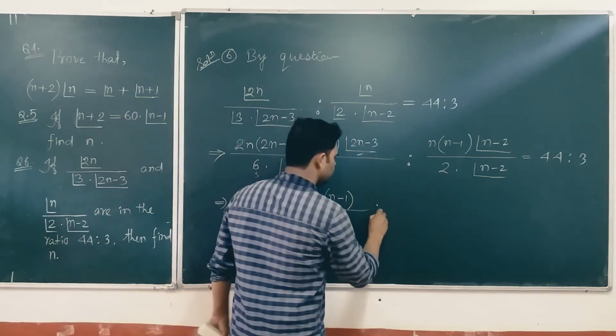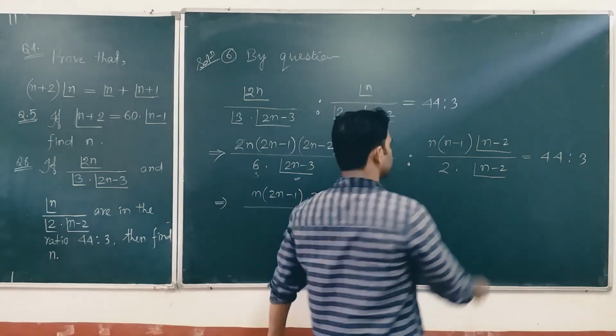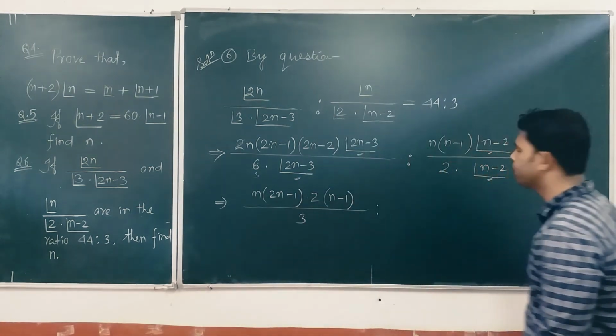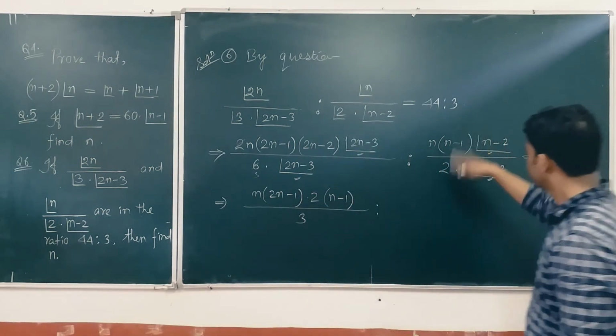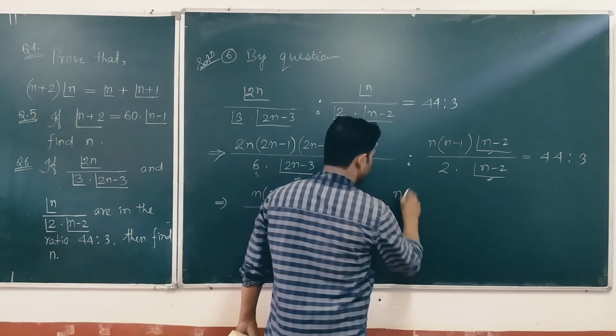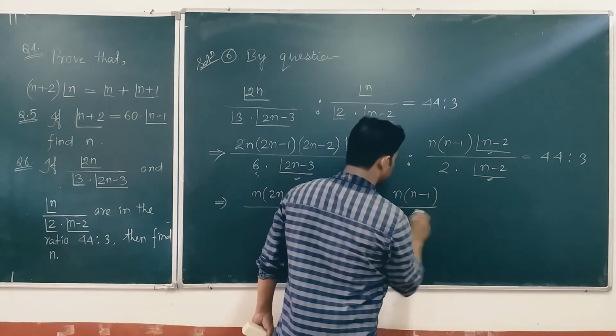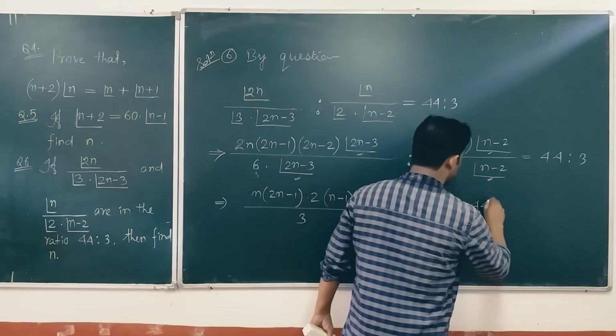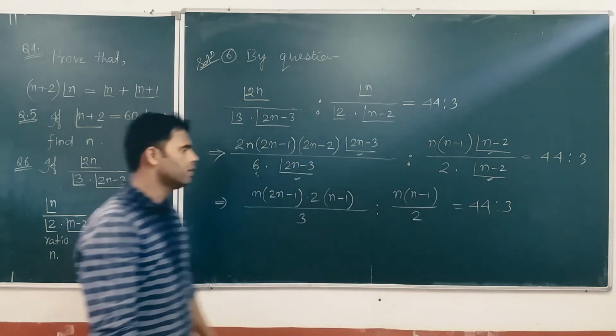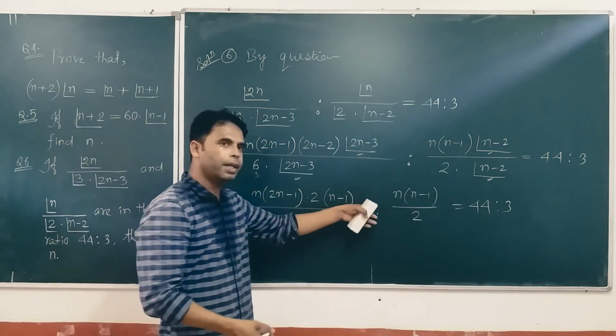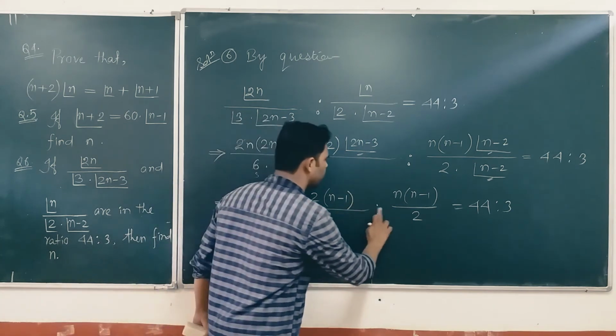Go to the second part. Here this n minus 2 factorial and n minus 2 factorial will cancel out. The remaining terms are n into n minus 1 by 2 is equal to 44 by 3. Simple. Now, what does ratio actually mean? Ratio means you can consider it as divide.